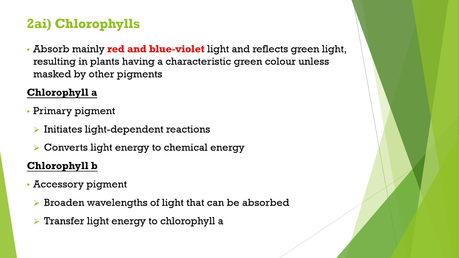There is the chlorophyll B, which we call the accessory pigment. They don't initiate the light-dependent reactions. They don't convert light energy to chemical energy. They don't excite electrons. What they do is they will still absorb the light and capture the light energy, but they will pass the light energy to chlorophyll A. So chlorophyll A will receive even more light energy to drive the light-dependent reactions. Again, all this you learn later when we look at the light-dependent reactions as a process.